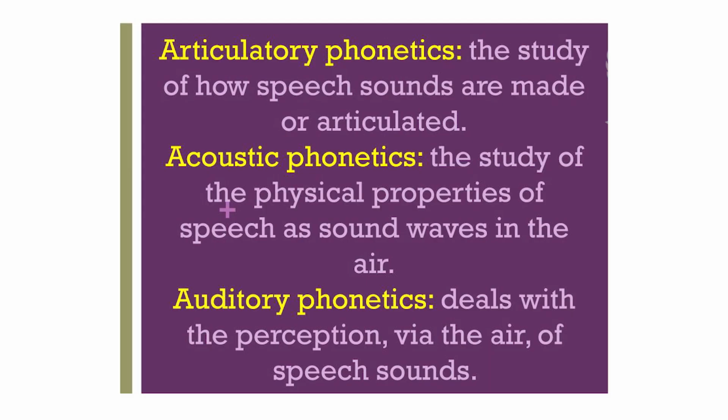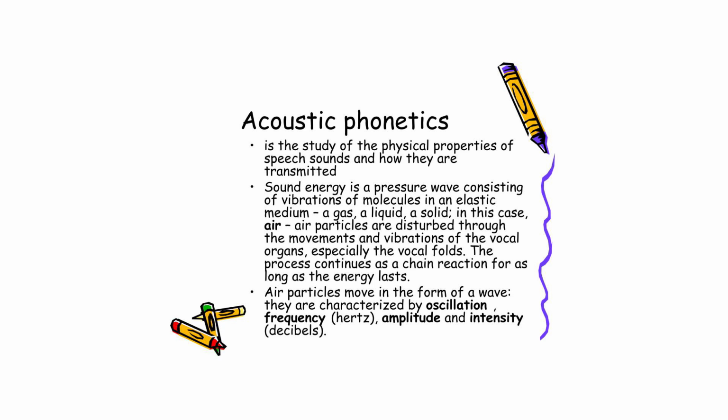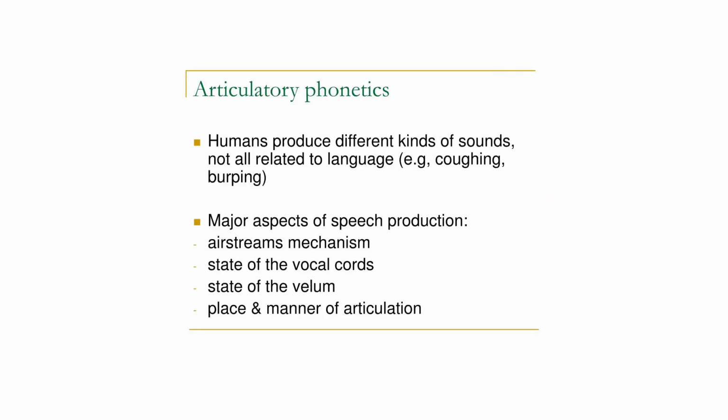Next, we move on to the types of phonetics. There are three types of the study of the sounds of language: acoustic phonetics, auditory phonetics, and articulatory phonetics. Acoustic phonetics is the study of the physical properties of sounds. Auditory phonetics is the study of the way listeners perceive sounds. Articulatory phonetics is the study of how the vocal tract produces the sounds.